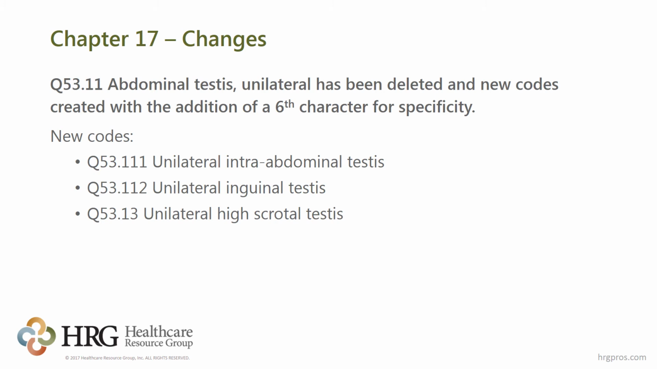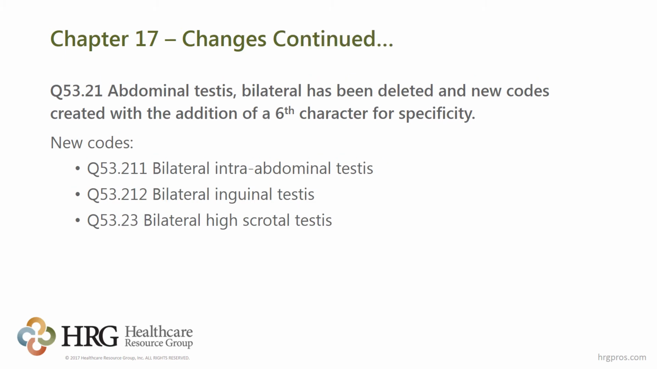The first change seen in Chapter 17 was the deletion of abdominal testes unilateral, with the addition of 3 new codes that further specify this condition. The same changes occurred for the code for bilateral abdominal testes, which was deleted, and 3 new codes were added to further specify this condition as well.